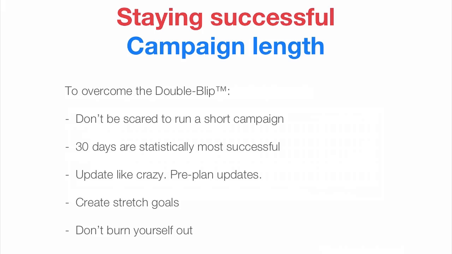It turns out that 30 days is statistically the most successful length of a campaign, and I think that may have changed. I can probably dig up where I know that from. I think some mathematical students, Stanford or whatever, did some projections and figured it out.